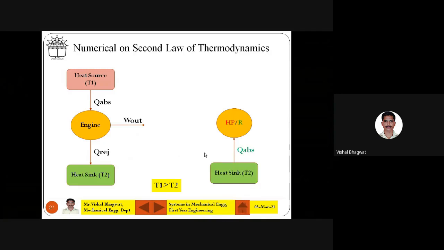How? Because you absorb heat from the low temperature body, whereas in an engine you absorb from the high temperature body. You reject it to the high temperature body in case of heat pump and refrigerator. So that's why you require some electricity. Work in is here for heat pump and refrigerator. Remember, work in is here.